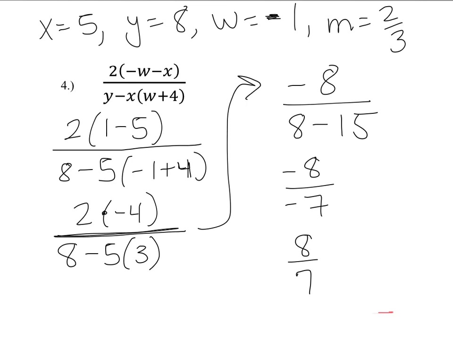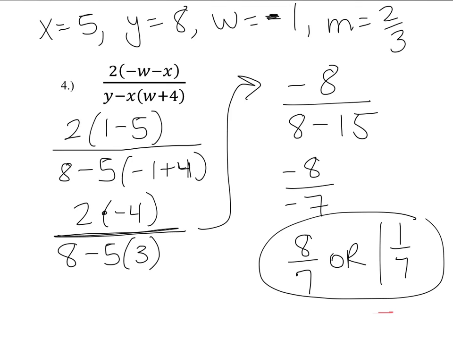You're allowed to write your answers in improper fraction if you'd like. Or make it a mixed number. 7 goes into 8 one time. There's 1 left over. So it's 1 and 1/7. Done.